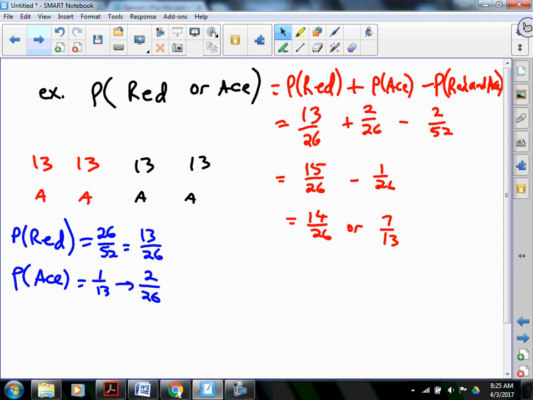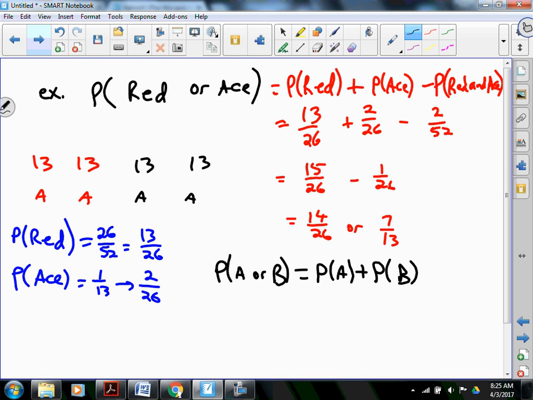A little confusing. Anyway, the point of the story is if it's a probability of two mutually exclusive events, it's just the sum of their probabilities. If they're not mutually exclusive, like red and aces are, then you have to subtract out the probability of the one and the other. So the probability of A or B equals the probability of A plus the probability of B for A and B mutually exclusive. If A and B are mutually exclusive, it's just the sum of their probabilities. If they're not, then you got to subtract out the other one.